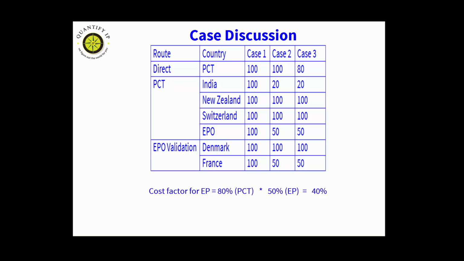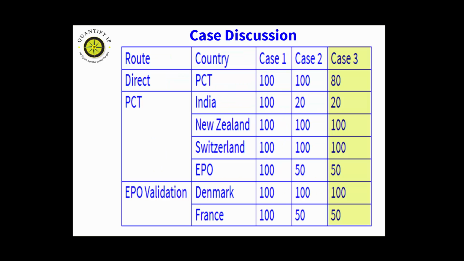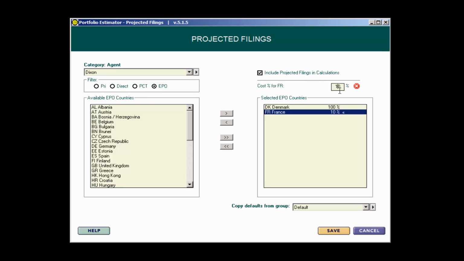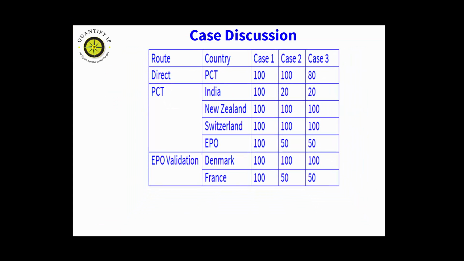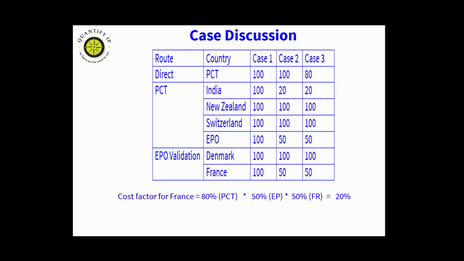and 40% for the EP, 50% of 80%. Furthermore, if you only file in France half of the time, 50%, that you file to the EP, then by changing this cost percentage to 50%, the actual cost factor for France will be 20%, which is calculated as 80% for the PCT times 50% for the EP times 50% for France, which equals 20%.